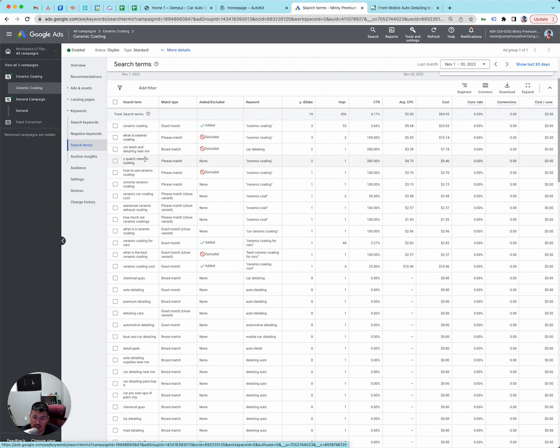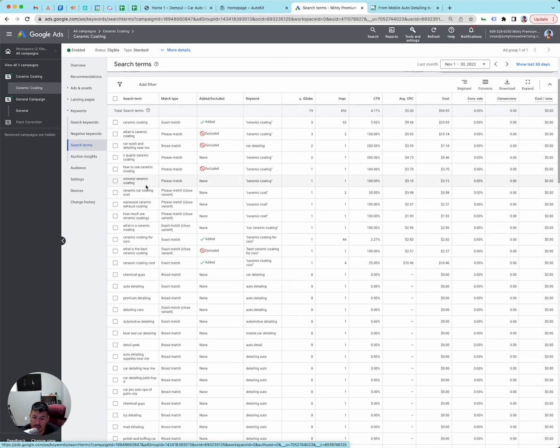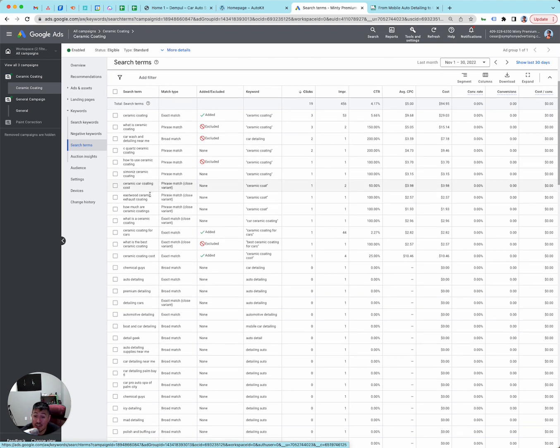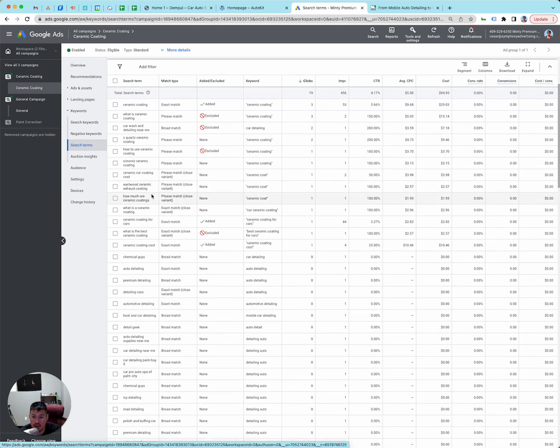Car wash and detailing near me, obviously that doesn't belong here. Simon's ceramic coating, I believe that's a brand. It could be a company, I'm not sure. Ceramic car coating costs. So this is where we do kind of want to play. When people are looking up costs, they're middle funnel, right? Like they're close to making a decision. So we'll keep those. Eastwood ceramic exhaust coating.